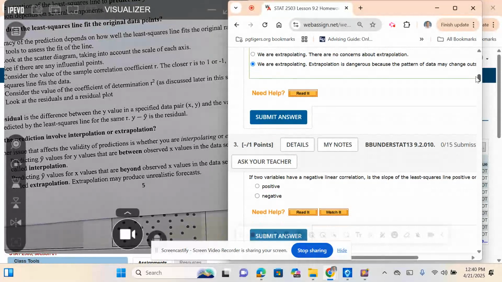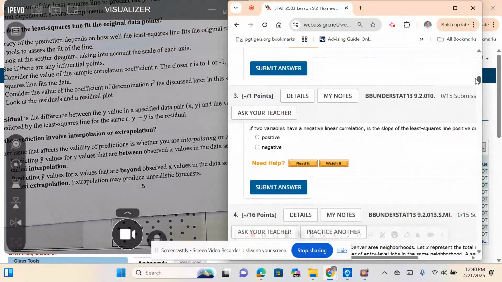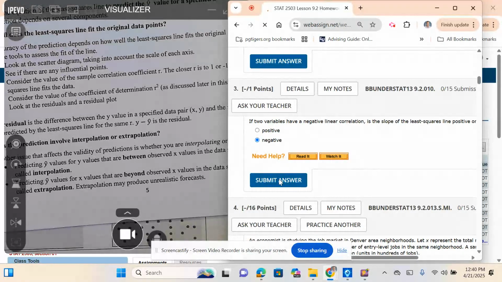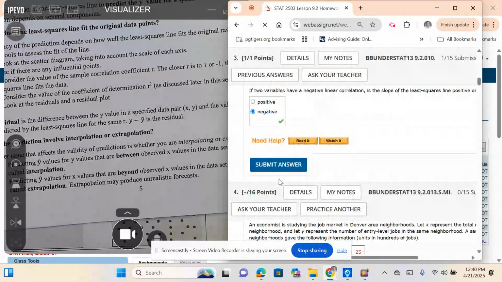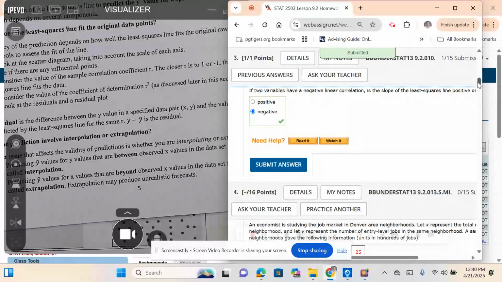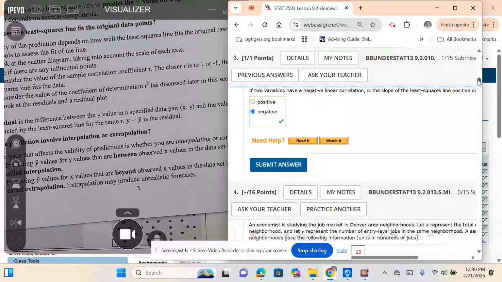If two variables have a negative linear correlation, what's their slope going to be, positive or negative? If they're negative linear correlation, they're going to have a negative slope. So the r value, the correlation, and the slope are going to have the same sign. If r is negative, then the slope's going to be negative. If r is positive, the slope's going to be positive. Okay.